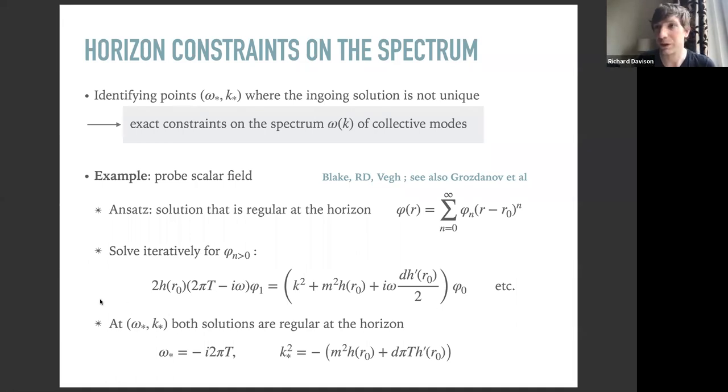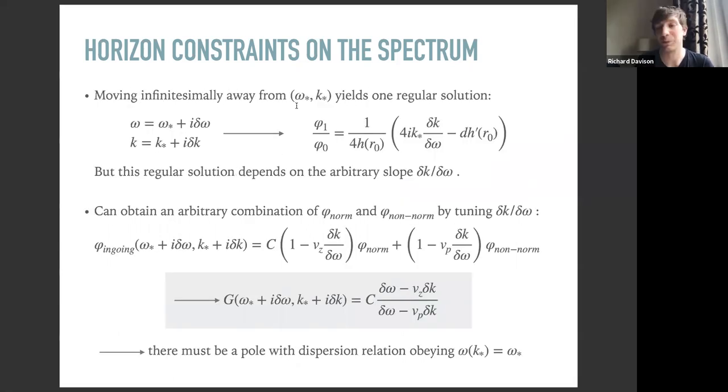Okay. So this is quite unusual and seems a bit strange that there is no unique ingoing solution. To understand what this means, it's helpful to perturb slightly away from this special value omega star and k star. If we move infinitesimally away from omega star and k star, by some amount delta omega and delta k, and again solve the near horizon equations in this expansion, what we'll find is that now we have, thankfully, a unique solution at this value of omega and k, but the ratio of phi 1 to phi naught for the ingoing solution now depends strongly on the slope delta k over delta omega by which we've moved away from this special point.